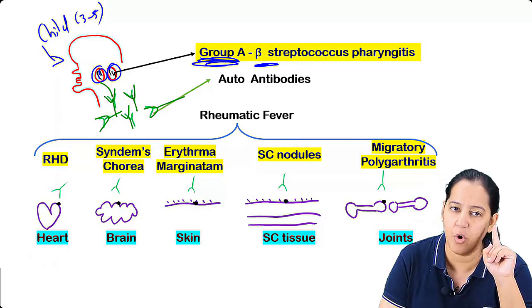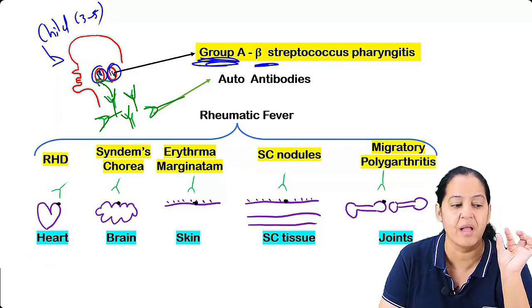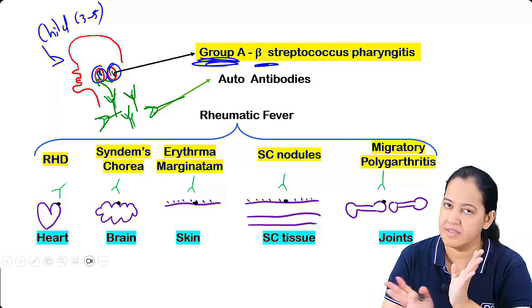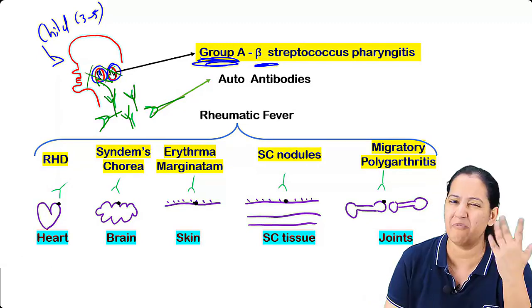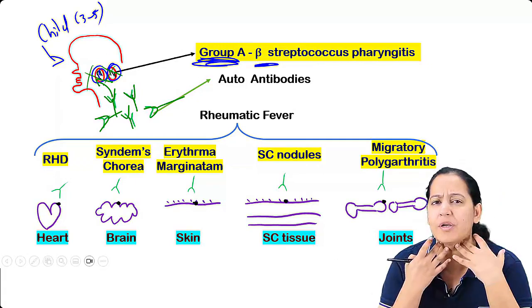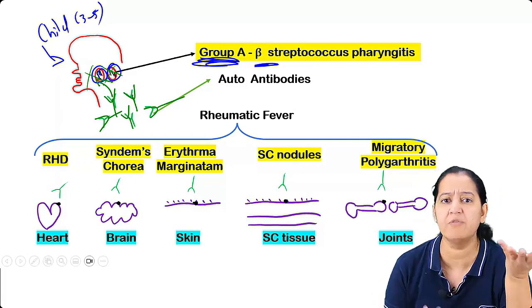The antibody will go and bind with the antigen, the bacteria. Antigen-antibody complexes will be formed. They will be phagocytosed. Bacteria is killed. You will say, ma'am, what? Bacteria is killed? Yes, the person is cured. You will say, ma'am, okay, but where is rheumatic fever?